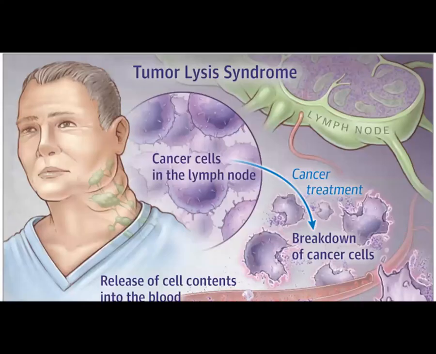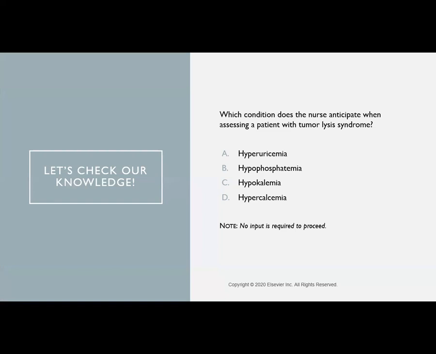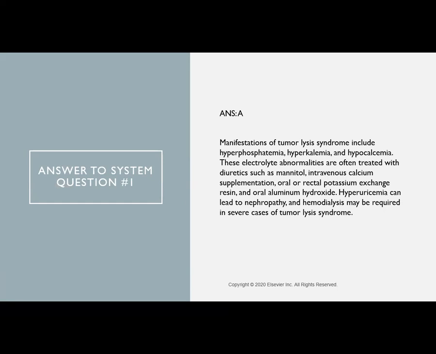And there it is where it's actually showing it. And so which condition does the nurse anticipate when assessing a patient who has tumor lysis syndrome? Yes, hyperuricemia. And with that, we're going to give that allopurinol.